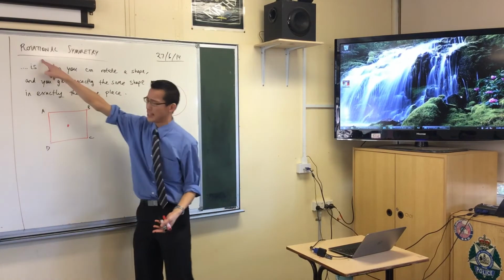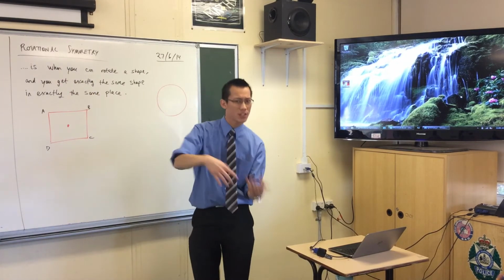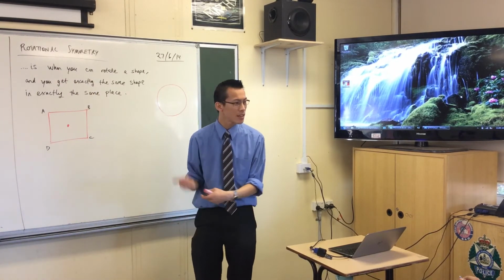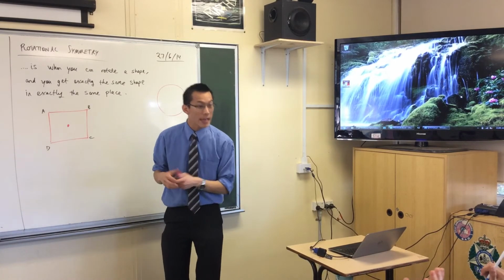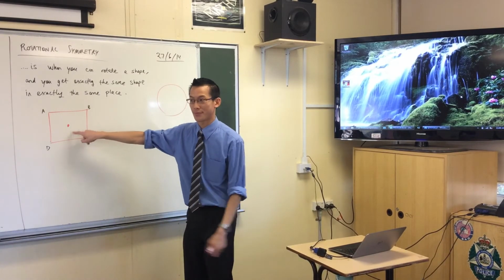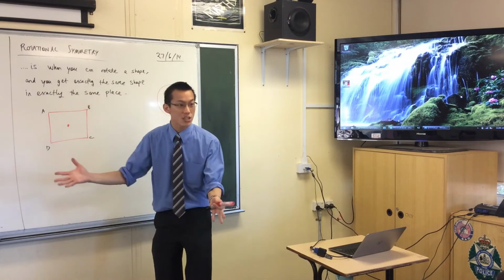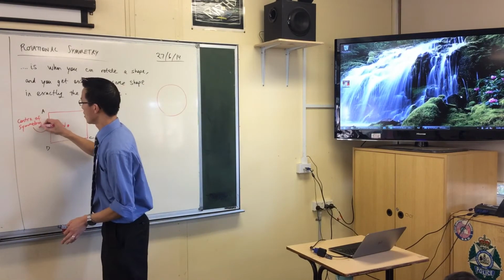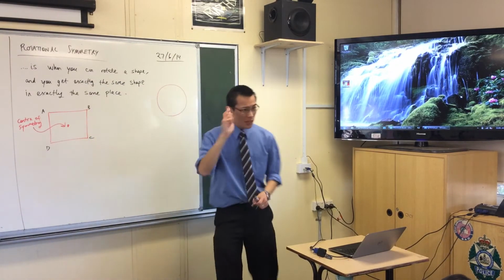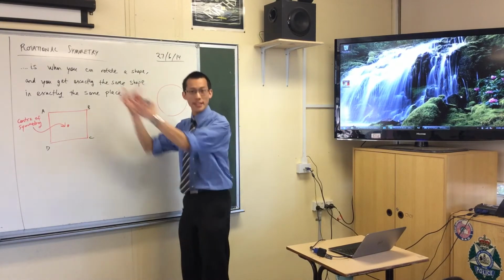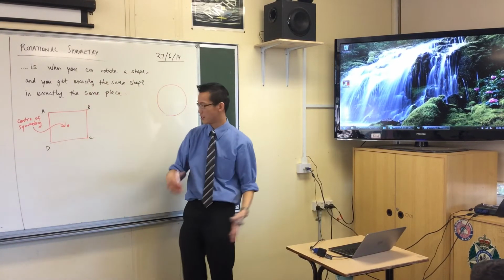Well, when you rotate things, the ingredients that go into rotation, it's not a straight line, right? What's the ingredient that goes into this? Yeah, there's a point. I've actually drawn it in here, okay? So we call it the center of symmetry. Okay, bless you.